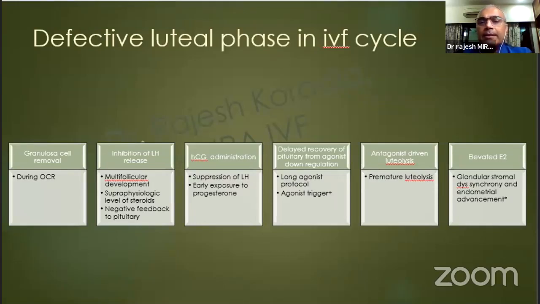And second thing, natural cycle FET results are not good after a failed fresh transfer following controlled ovarian hyperstimulation, as hormonal effects are carried forward. So there is a dyssynchrony following a controlled ovarian hyperstimulation cycle.